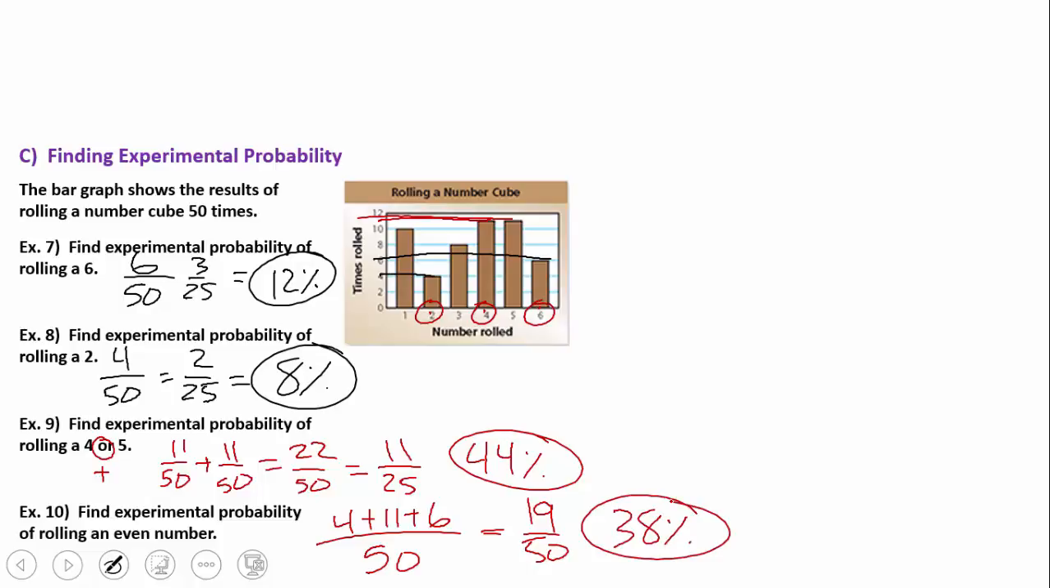Now, is that the fundamental probability? No, we know the fundamental... Is that the theoretical probability? We know the theoretical probability for rolling any number on a number cube is 1 out of 6. So these probabilities change based on experiments, but that's still not theoretical.